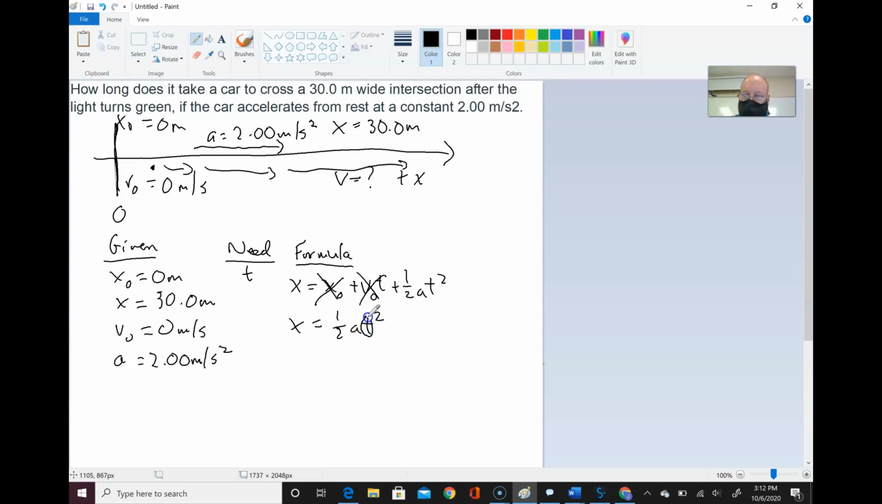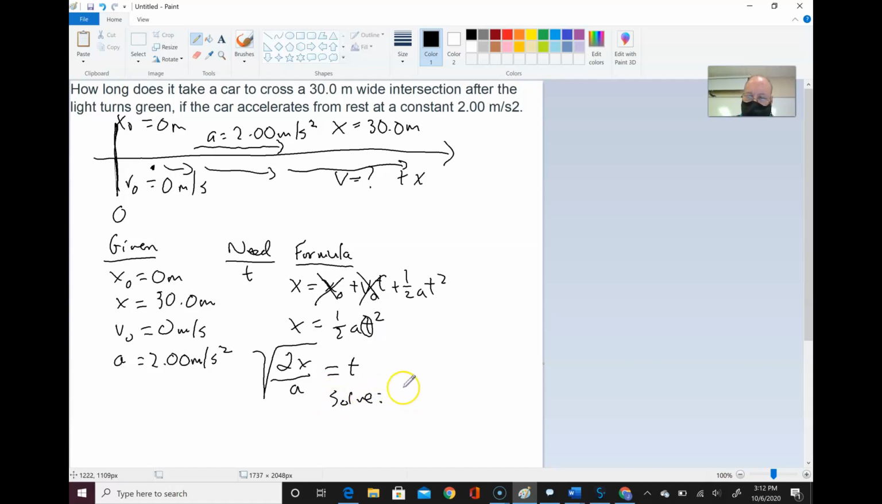Well, I want t, so I'm going to isolate that first, and then I'm going to solve. So I'm going to multiply both sides of the equation by 2. That'll give me 2x equals at squared, and then I would divide by a, and that would give me 2x over a equals t squared, and then I'm going to take the square root of that. So I know that t equals the square root of 2x over a. And then I'm going to write solve.